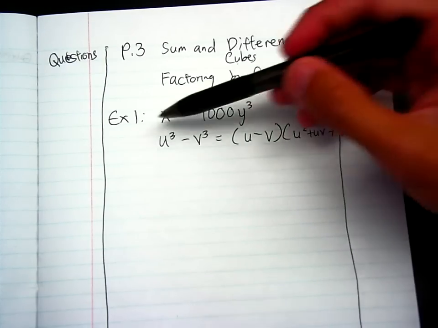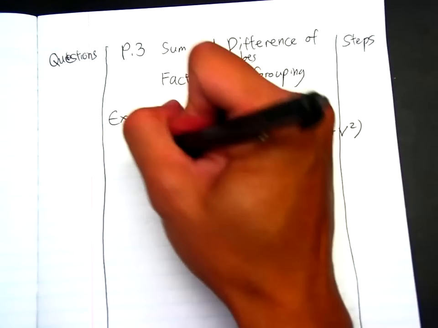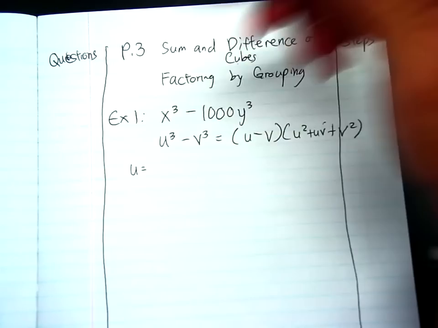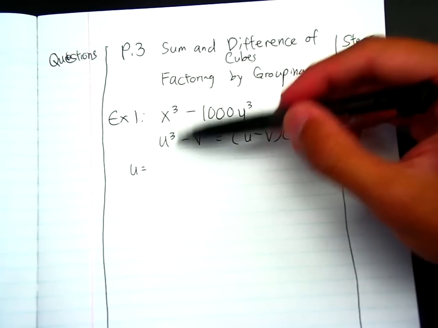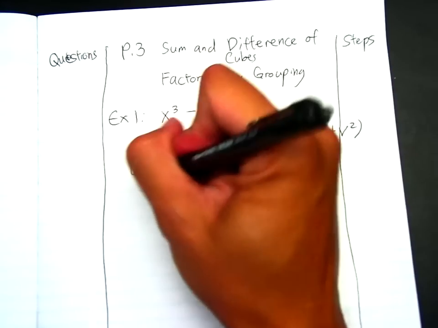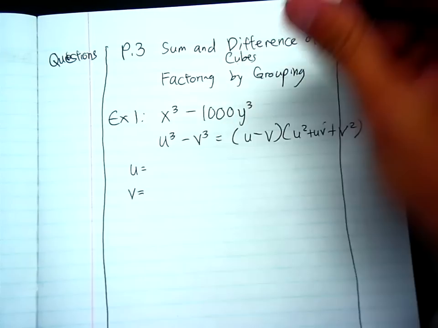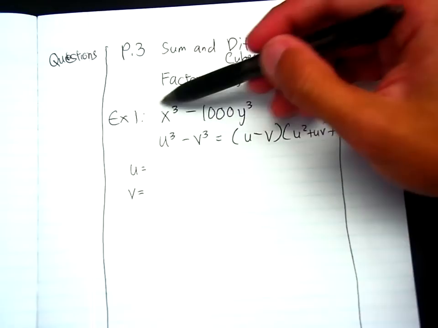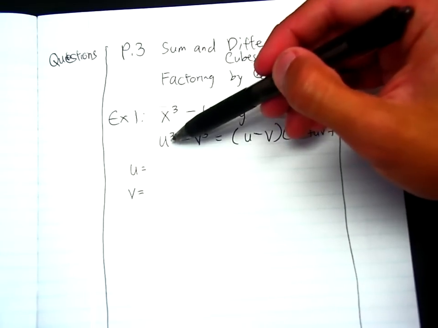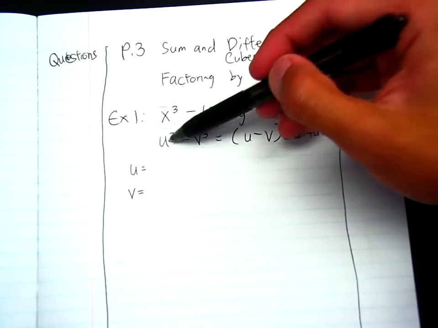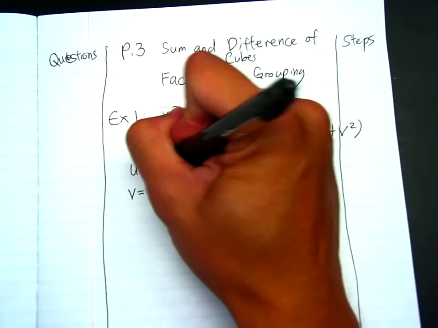Okay, so if you're looking here, the first thing I want to figure out is what is u. And u is going to be the cube root of u cubed. And then I also want to figure out what v is. And once I know those, I just plug it into this formula. So if I look, x cubed is u cubed. So therefore, if x cubed is u cubed, that means x is u. So that means u is x.